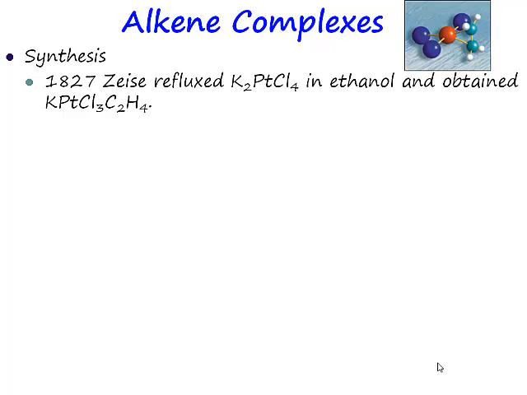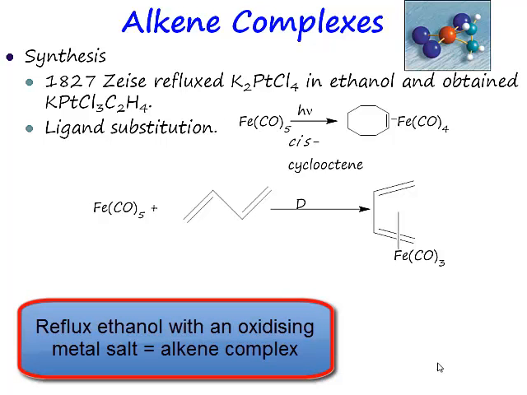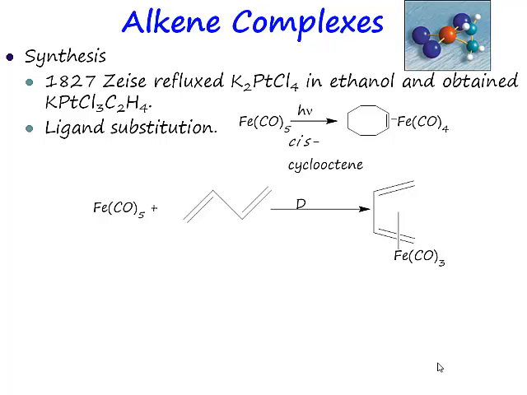And one of the things that he was doing is taking ethanol and refluxing it with this platinum tetrachloride salt. So this is platinum in oxidation state 2, the dipotassium salt of platinum tetrachloride, in ethanol, and refluxing it. And when he did that, he got out some beautiful crystals. So you can make an alkene complex by taking ethanol and refluxing it with an oxidizing metal salt. So this is an example of ethanol actually being reduced in the coordination sphere of the metal by refluxing it up. Okay, how do we make these complexes?